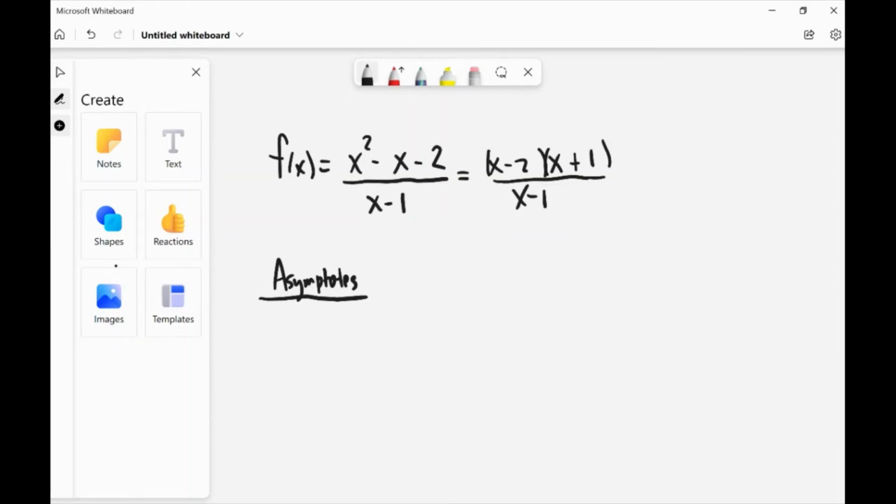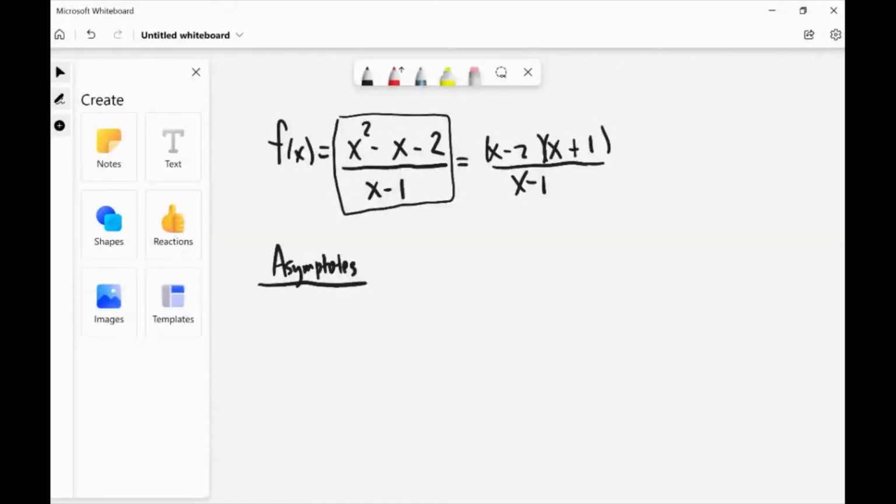All right, so we could just focus on this. There were no common factors. What do we need to do to figure out what the vertical asymptote is? Just set x minus 1 to 0. Correct. Therefore, the vertical asymptote is, someone other than Kenna, 1.